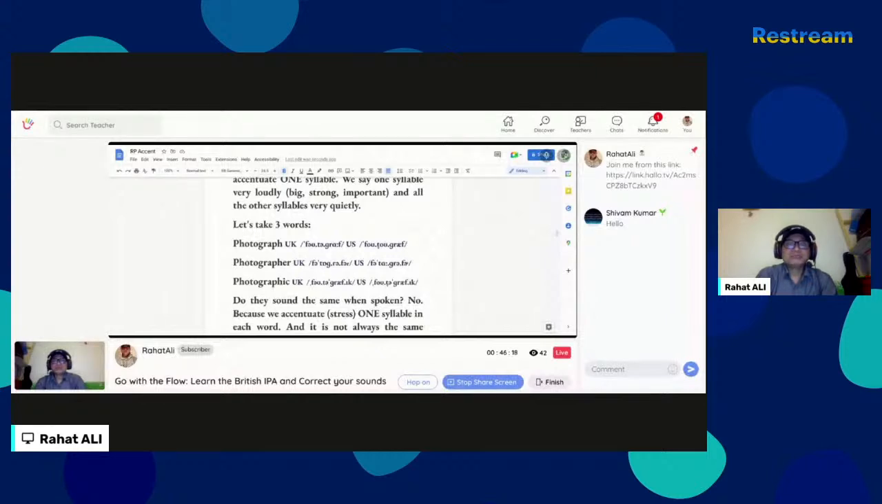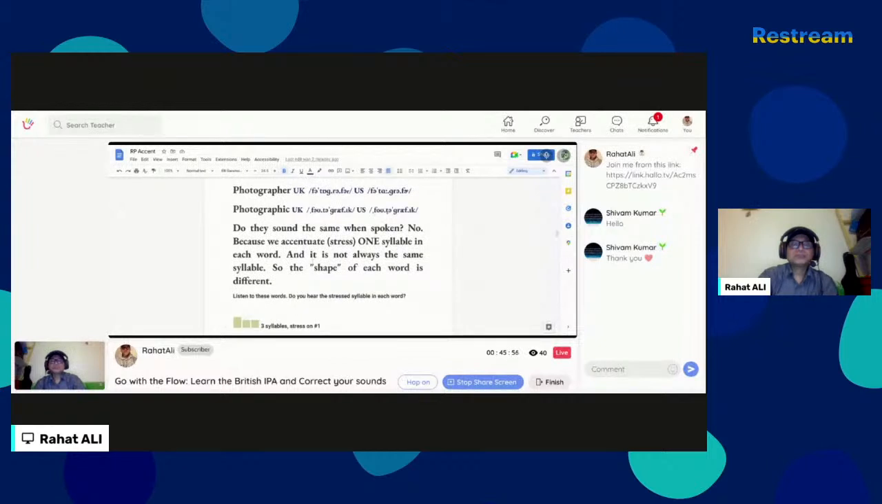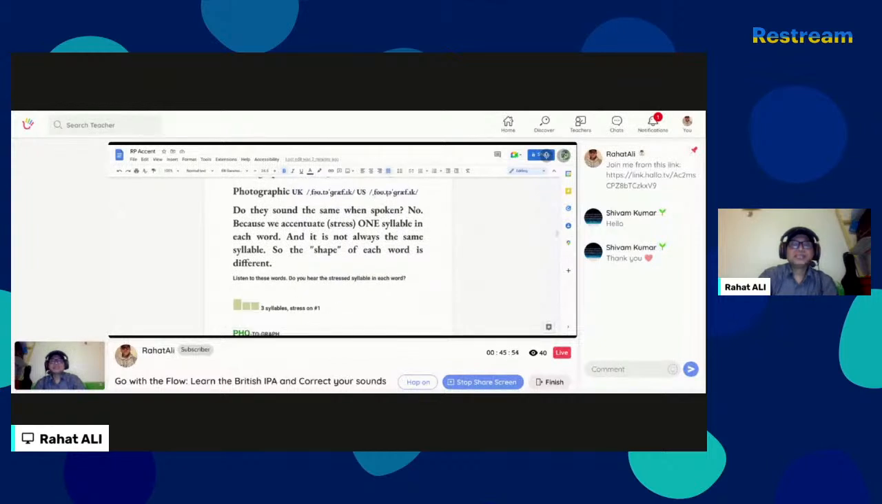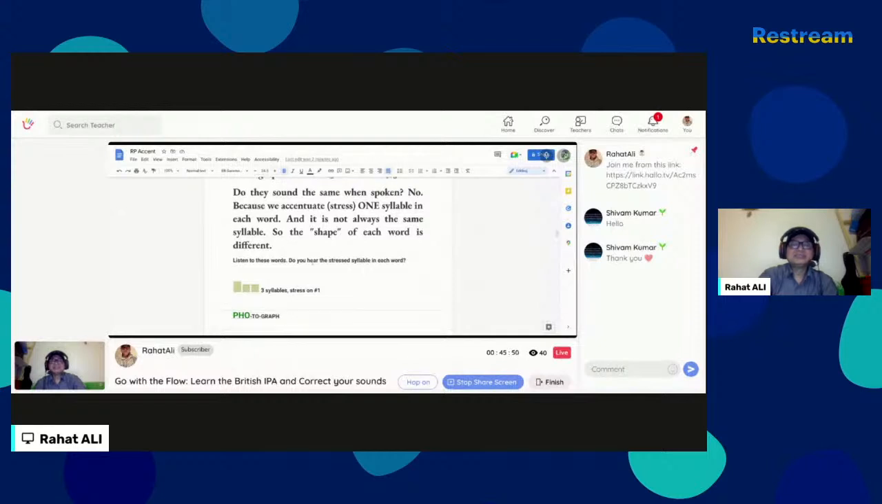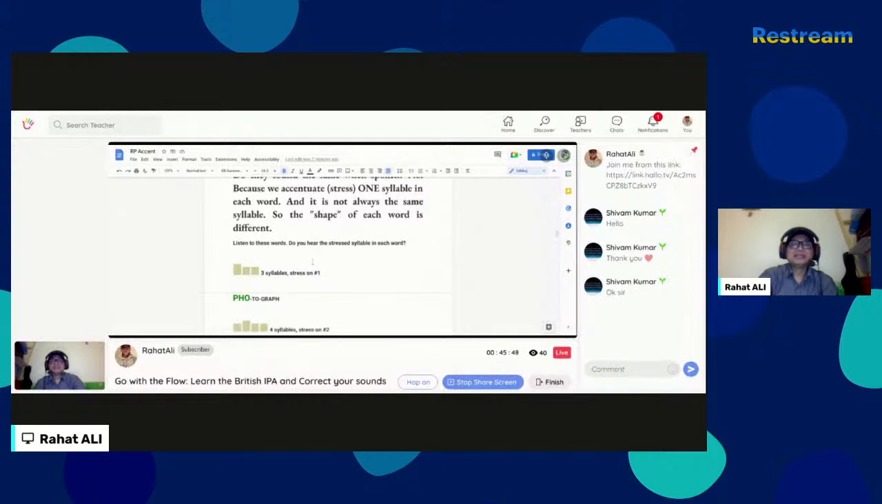So it's photograph, photographer, photographic. You see, the stresses are changing. Do they sound the same when spoken? No, because we accentuate a stress on one syllable in each word, and it is not always the same. So the shape of each word is different. Listen to these words again.